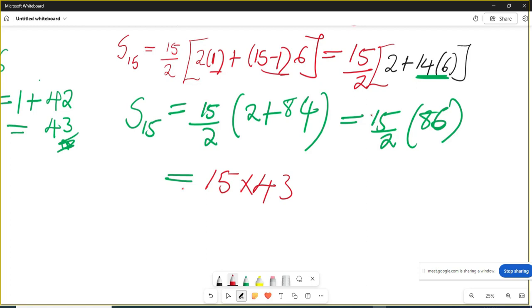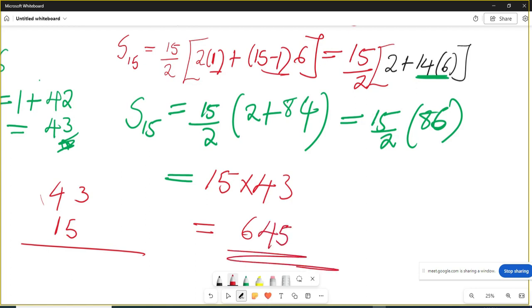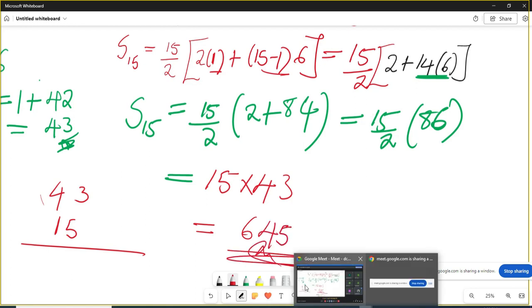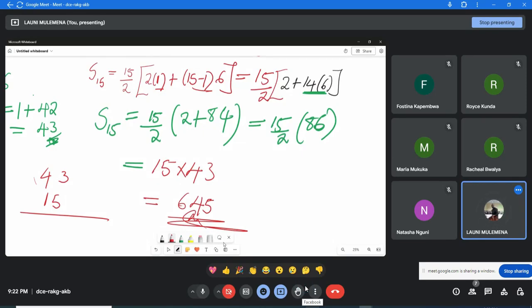15 times 43. So remember how to multiply this. We'll say 43 by 15, like that. That concept, how to multiply this. So when you multiply this, you agree with me to say the final answer will be 645, which is the sum for the first 15th term. That is the answer for the sum of the 15th term.